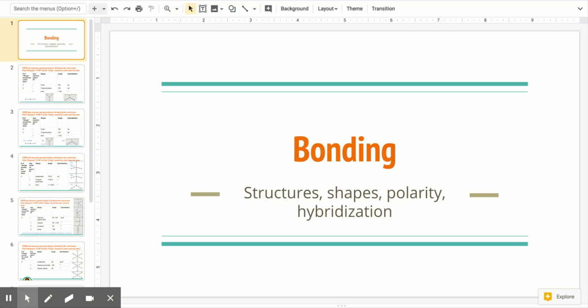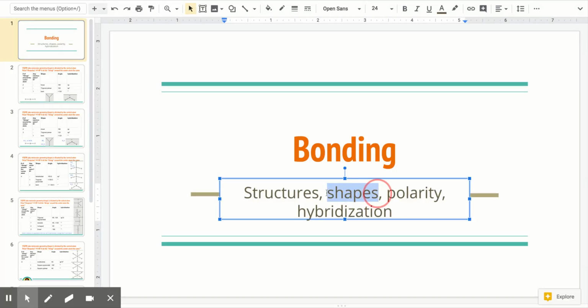Okay, I wanted to go over a couple things from our bonding unit, namely, how do we look at the Lewis structures to tell the shape or the molecular geometry, if the overall molecule is polar or nonpolar, and the hybridization.